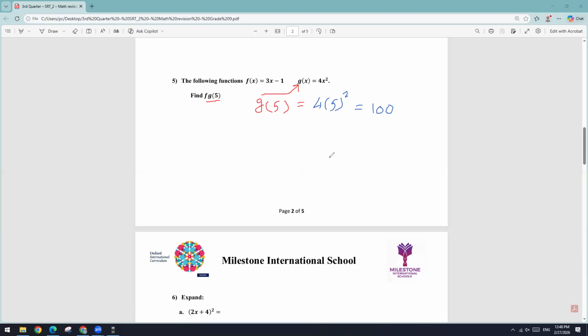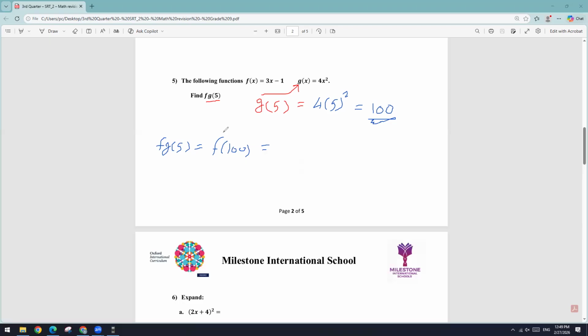Now the second step, what did we write in our notebook? We said, take the answer of part 1, so take 100, and use it as a value for the first function, which is f. What does that mean? So fg(5), which is the question itself, is equal to, now it's not fg anymore, it's f, and now instead of g(5), write the answer that you have here. So it's f(100). So now instead of finding fg(5), I find f(100), which will give me the answer.